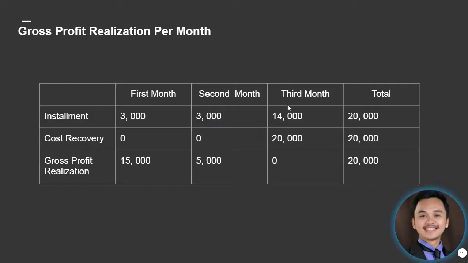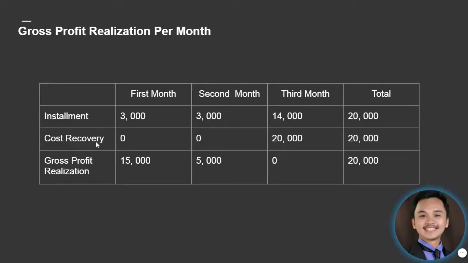And then for the full settlement in the third month, which is a collection of 70,000, multiply it by the 20% gross profit rate. Therefore, the realized gross profit for the third month will be 14,000. So in total, after the total installment sales is collected, we can recognize a total gross profit of 20,000 under installment basis: 3,000 for the first month, 3,000 for the second month, and 14,000 for the third month. Again, these figures are based on the collection made for these specific months, multiplied by the gross profit rate, which is 20%.